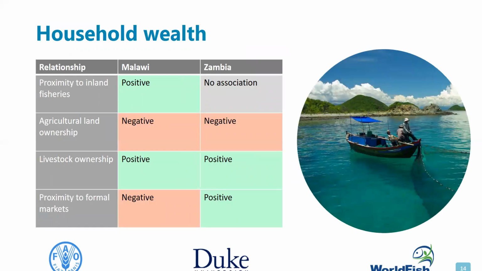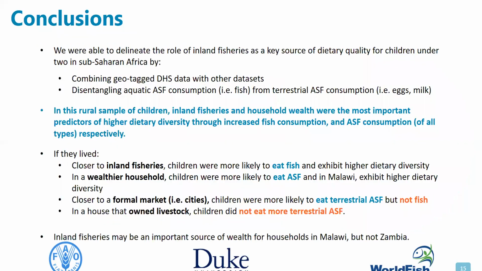In the model looking at household wealth, we found that proximity to inland fisheries was positively associated with wealth in Malawi, while we found no association in Zambia. Agricultural land ownership was negatively associated in both countries, while livestock ownership was positively associated in both countries. However, proximity to formal markets was negatively associated with household wealth in Malawi, and positively associated in Zambia, indicating key differences in the way these rural households access wealth.